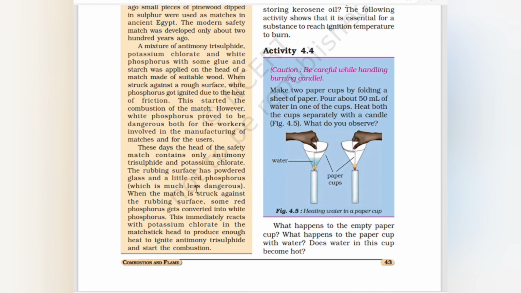When the match is struck against the rubbing surface, some red phosphorus is converted into white phosphorus. This immediately reacts with potassium chloride in the matchstick head to produce enough heat to ignite antimony trisulfide and start the combustion.